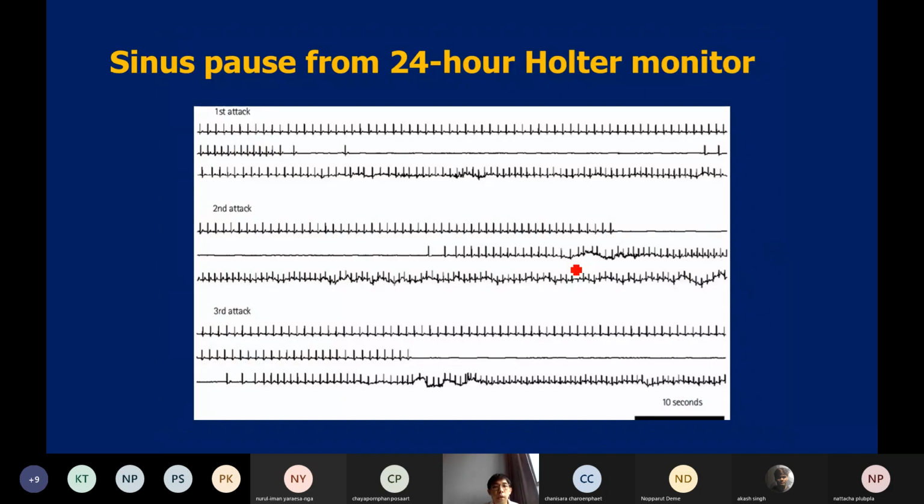So this is an example of a sinus pause from a 24-hour monitor. You can see in this slide, this is a normal sinus rhythm, and suddenly there's a pause in the ECG. This gives us an advantage because we can monitor for a longer time. When the patient arrives at the clinic and you do a one-time ECG, it might not tell you anything, but if you prolong the time, you might see something else.